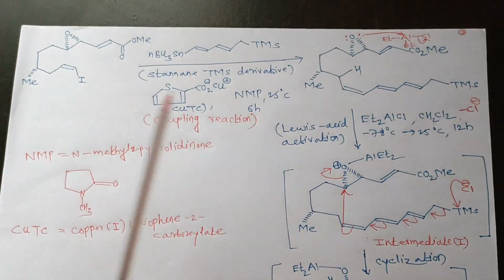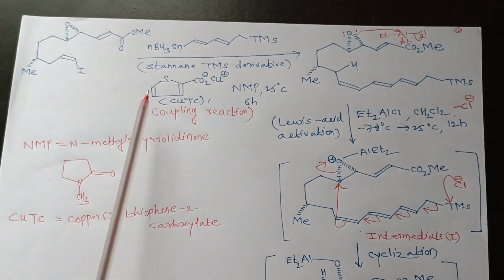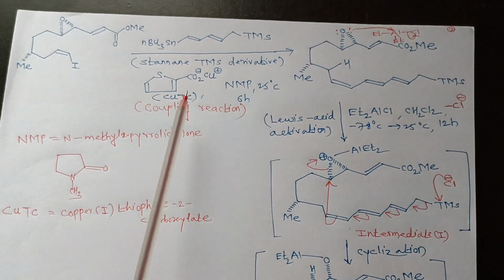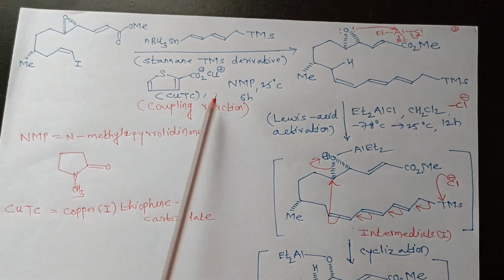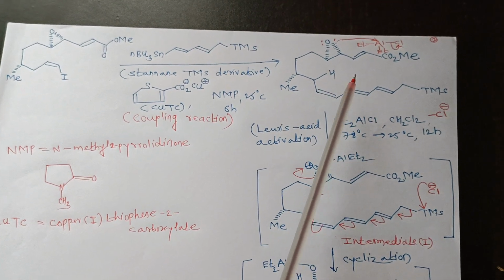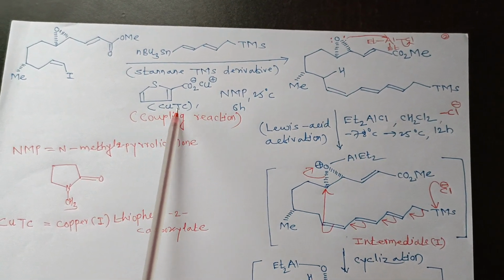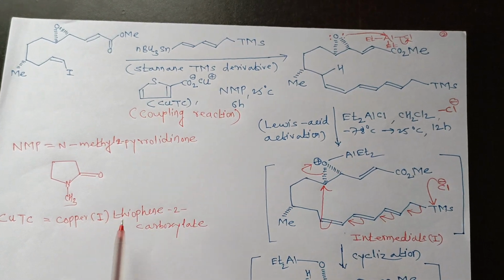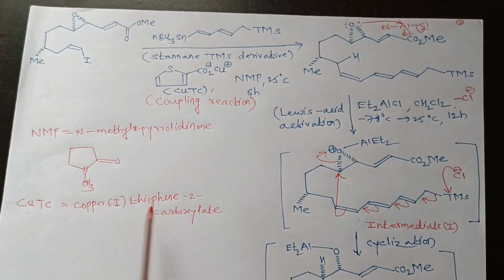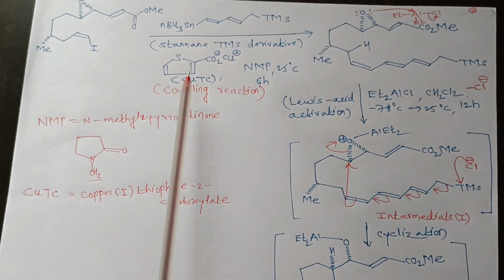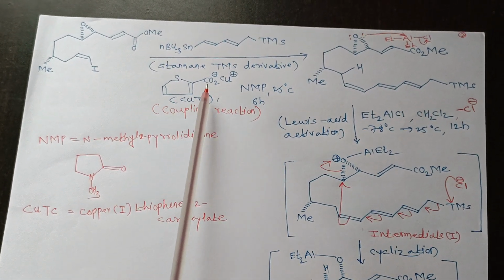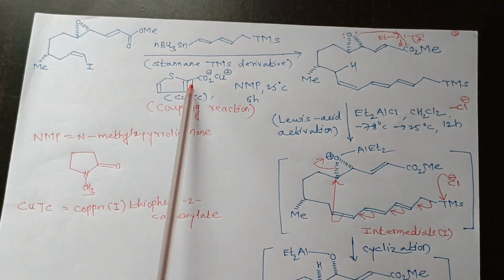In the next step, this epoxide ester iodide compound undergoes coupling reaction with a stannane TMS derivative in presence of CuTC and NMP, and there is formation of such type of carbon-carbon coupled product. Here CuTC means copper thiophene-2-carboxylate. This is the structure of CuTC. It consists of a thiophene ring attached with a carboxylate ion at the second position.